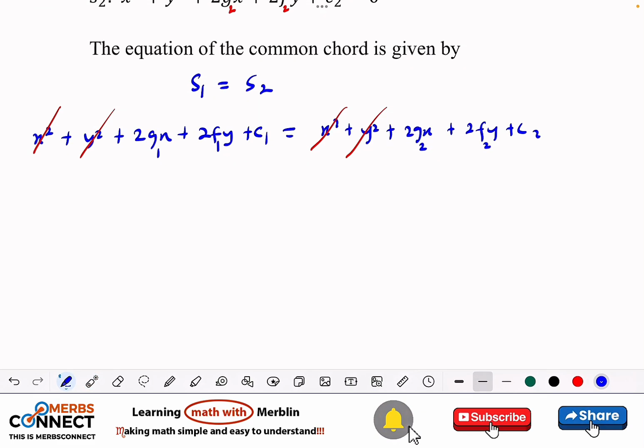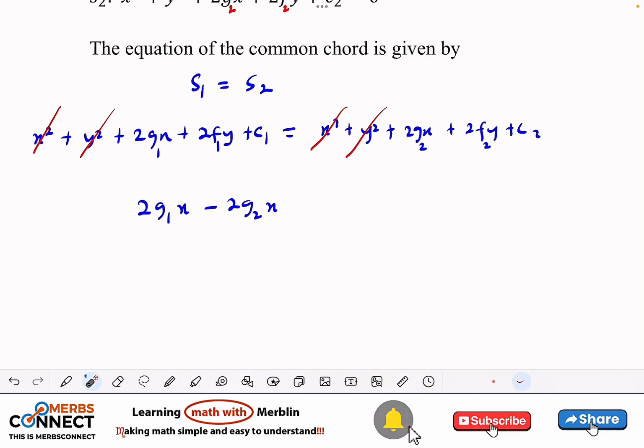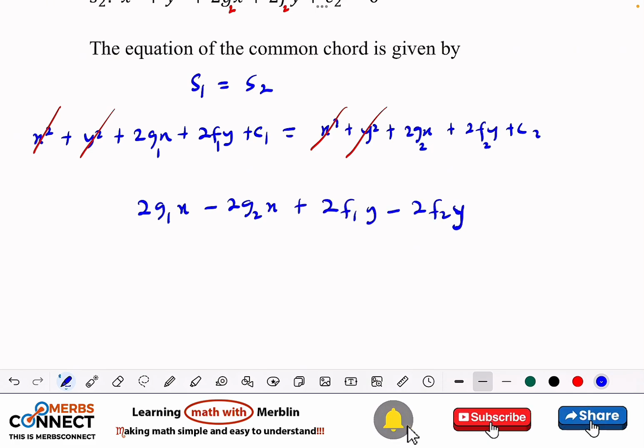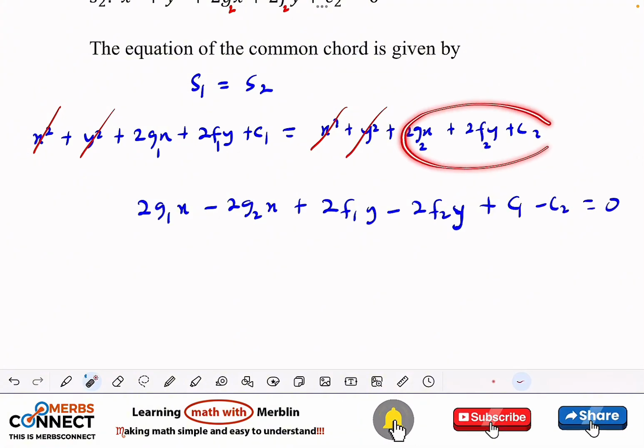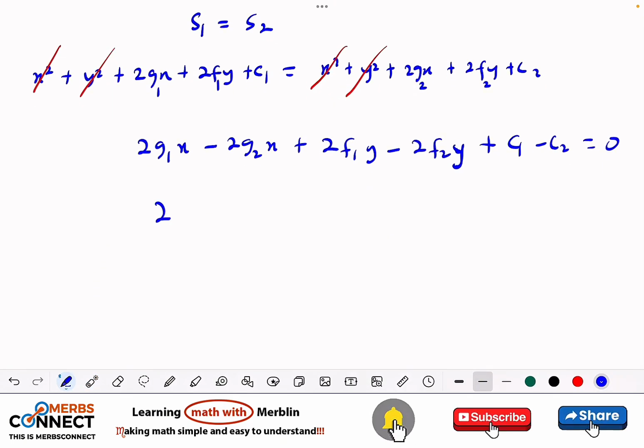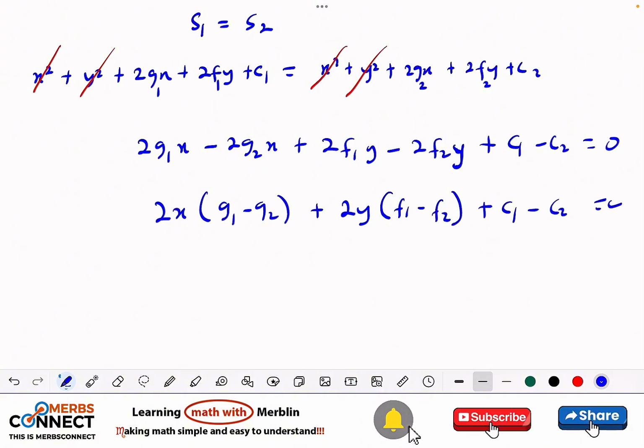So now when I move them, I'm going to have 2g1x minus 2g2x. So I move this to this side, becomes negative, plus 2f1y minus 2f2y plus c1 minus c2, which is equal to 0. So I just move everything to the left. Here I can factor 2x out, then I'm going to have g1 minus g2, plus factor 2y out, and this one is left with f1 minus f2, plus c1 minus c2, right?